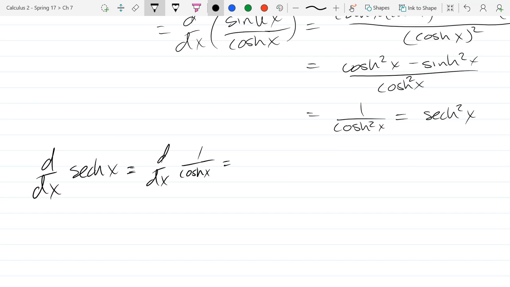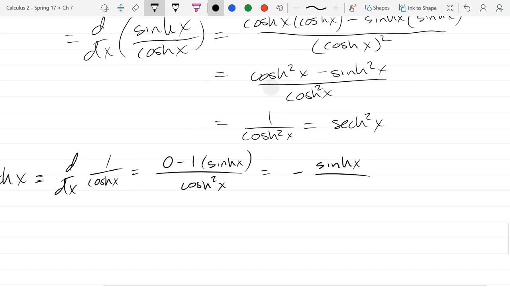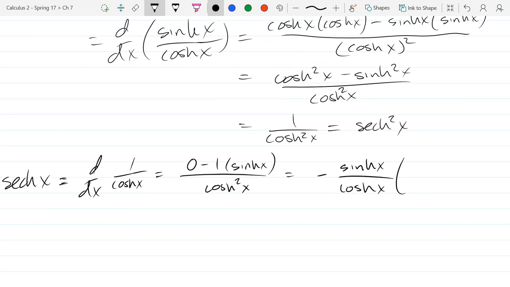So derivative of cosh is sinh times 1 minus, oh no, that's a bad quotient rule. What's the derivative of 1? 0 minus 1 times derivative of cosh, which is sinh, divided by cosh squared of x. So we got negative sinh over cosh times 1 over cosh. I just split up the cosh squared into 1 over cosh times cosh.